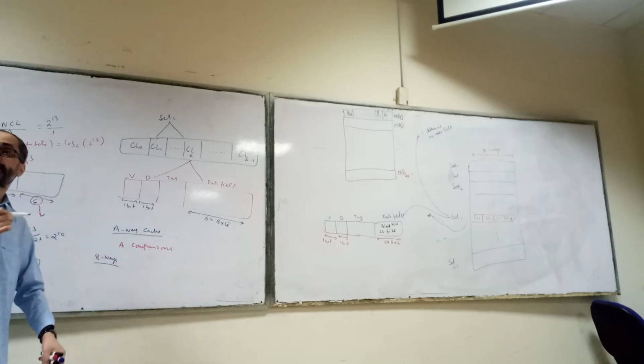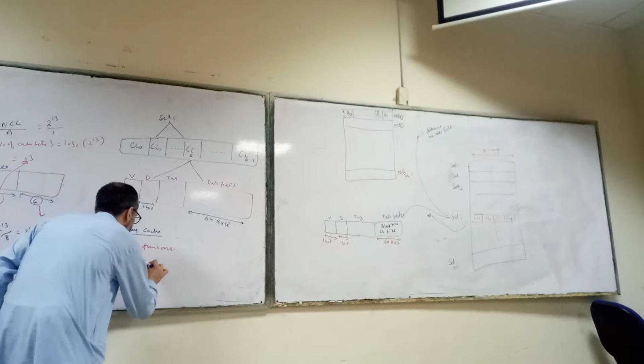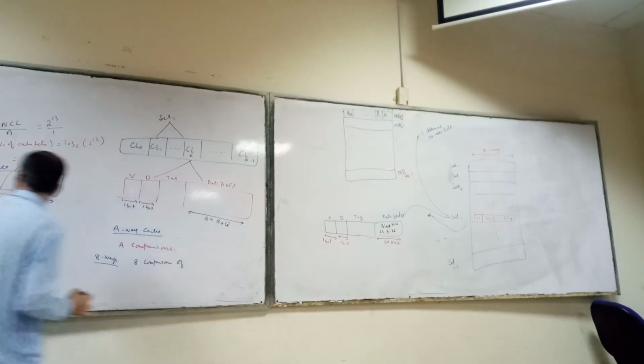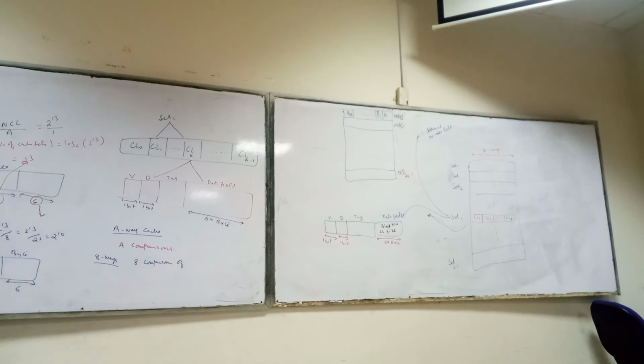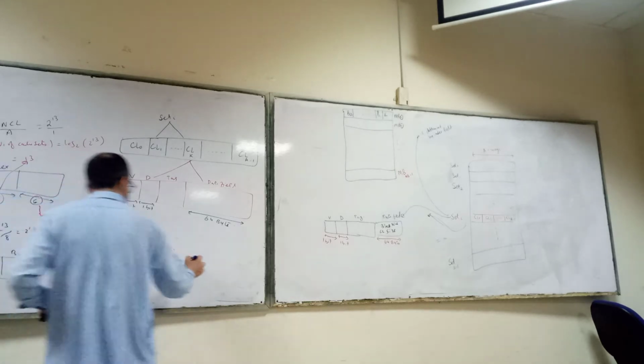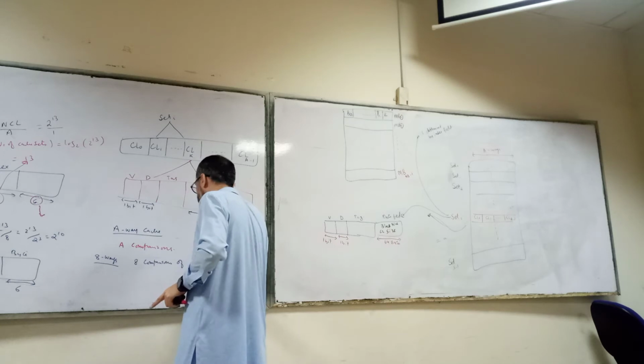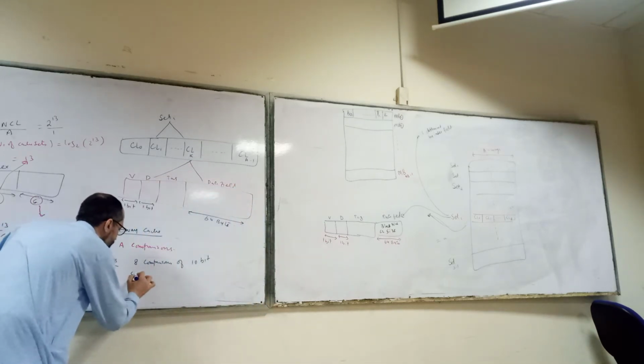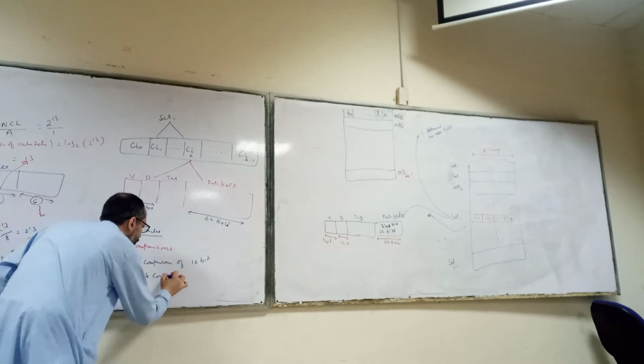For every set, how many comparisons are required? 8 comparisons of how many bits? 7 bits. No, not 7, it's 10 bits. It was a direct match, 8 comparisons of 10 bits. And for direct match, a single comparison of what? 7 bits.